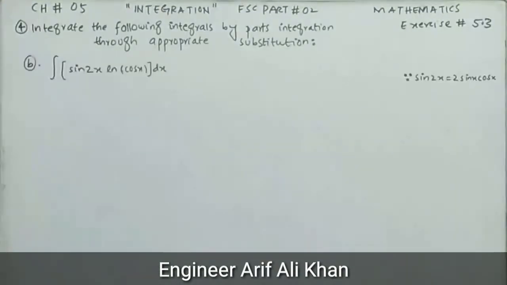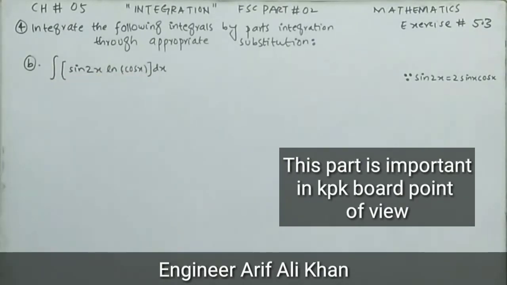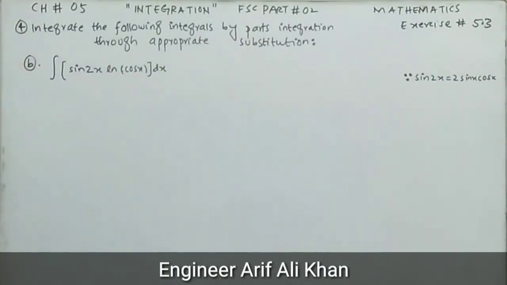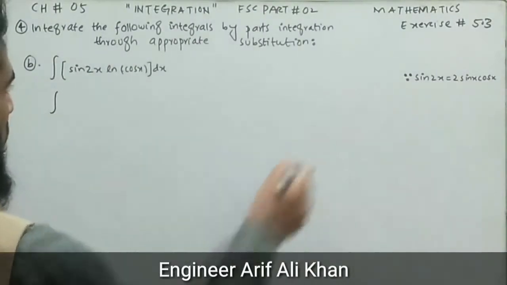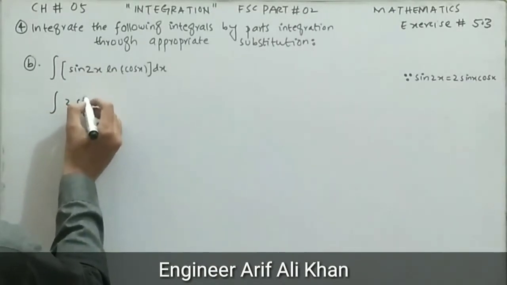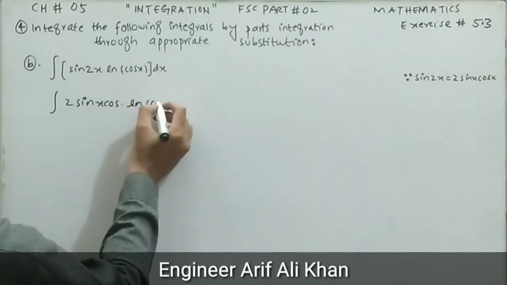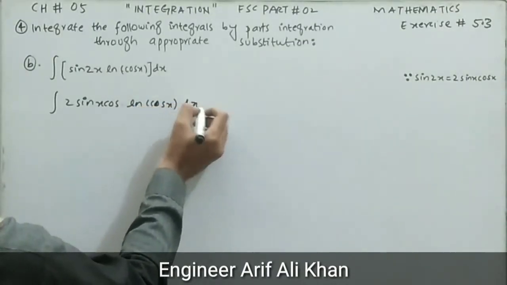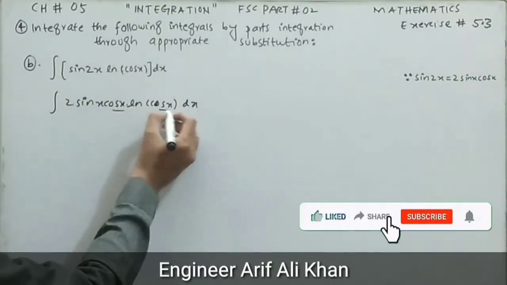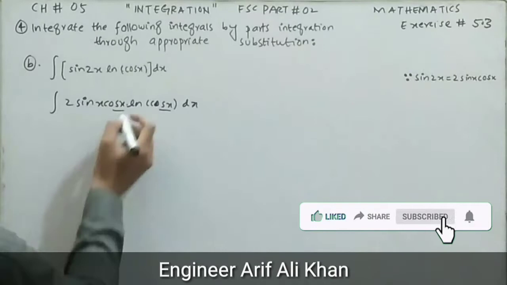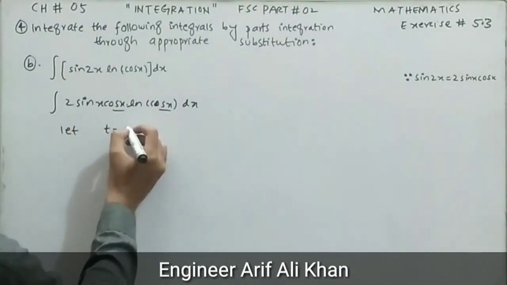This is the answer. Now move to the next part number b, integral of sine 2x into ln of cos x dx. Integrate this function by the method of substitution, and after this apply integration by parts. So you know that sine 2x is actually equal to 2 sine x cos x. So put over here sine 2x replaced with 2 sine x cos x and ln of cos x and whole dx. Now over here we have 2 sine x cos x. So over here we have the derivative of cos x present, which is actually sine x. So let's suppose t is equal to cos x.